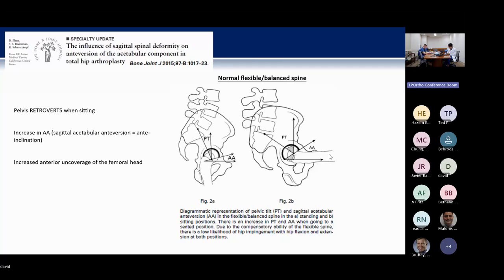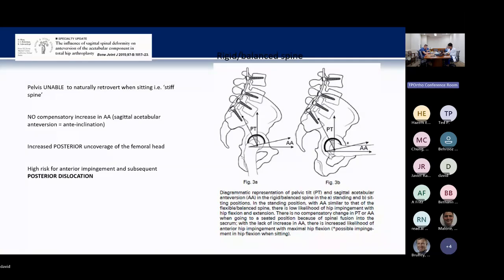So positionally, what happens when you go from sit to stand from the hip standpoint, when you're standing from a seated position, because the pelvic tilt decreases, this uncovers the posterior femoral head. And then vice versa, from sitting to standing, your pelvic tilt increases. So you uncover the anterior femoral head. So there's this functional window of where there's coverage based on your position. So this becomes a problem if there's no compensatory mechanism and there's no flexibility in the spine.